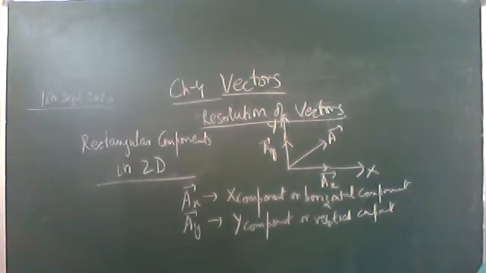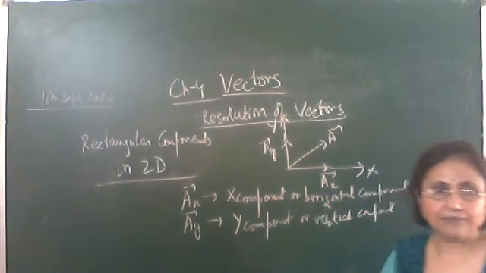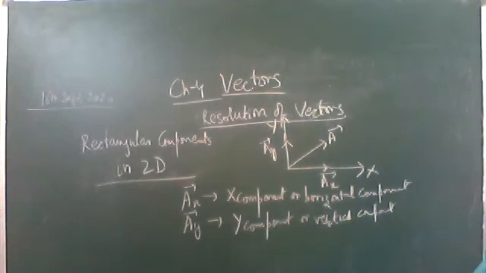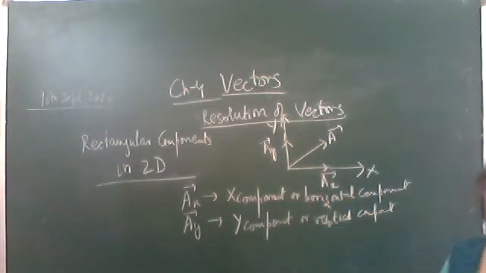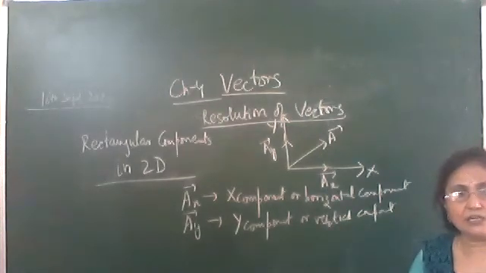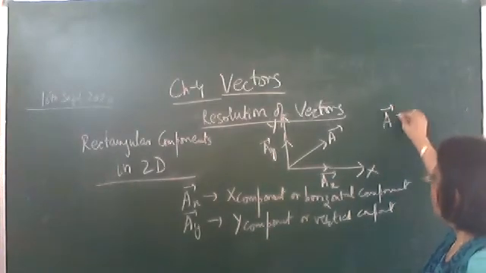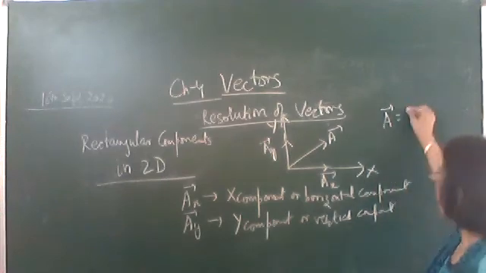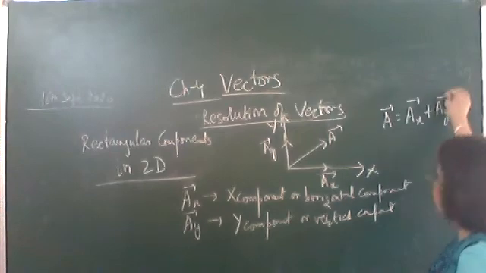So we have split vector A, one along x-axis and the other along y-axis. These Ax and Ay vectors are called the rectangular components in two dimensions. Ax vector, as it is along x-axis, you can call the x component or the horizontal component, and Ay is called the y component or the vertical component. Here, as we know, we have to split up in such a way that A vector should be equal to Ax vector plus Ay vector.